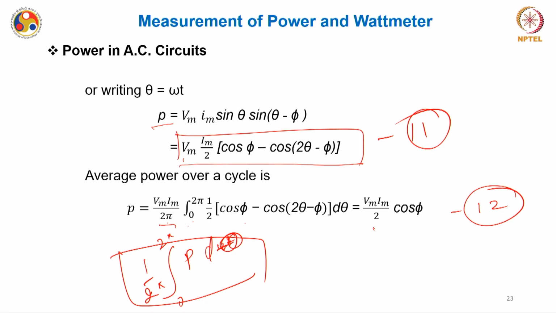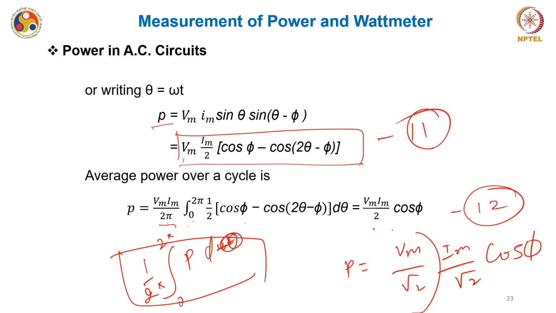Now this equation can be simplified as P is equal to Vm by root 2 into Im by root 2 into cos phi. These two values, Vm by root 2 and Im by root 2, are nothing but the root mean square values, and we call them V and I.